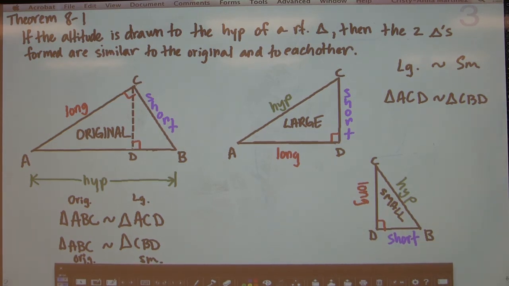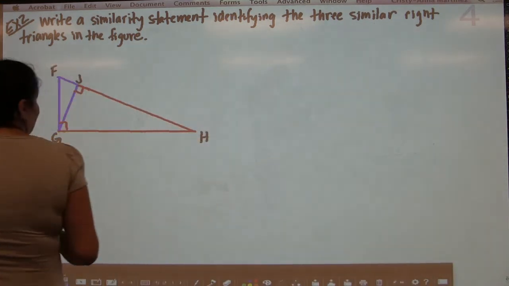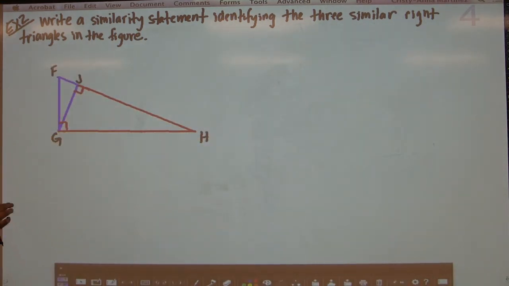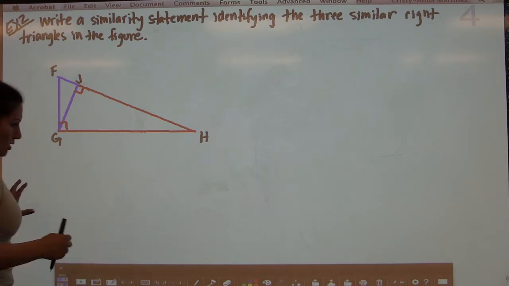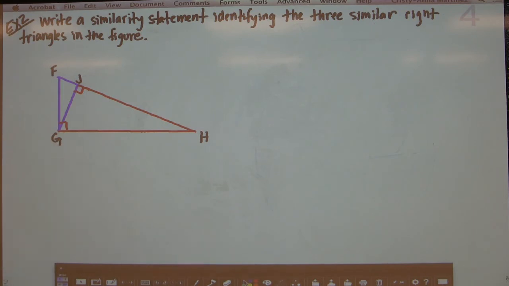So now we want to do our example. It says, write a similarity statement identifying the three similar right triangles in the figure. One of the first things that you probably want to do is, if you want, reposition the triangles so that you can see them better. You don't have to do that, but it is useful, so you can identify the different legs, otherwise it can get kind of confusing.